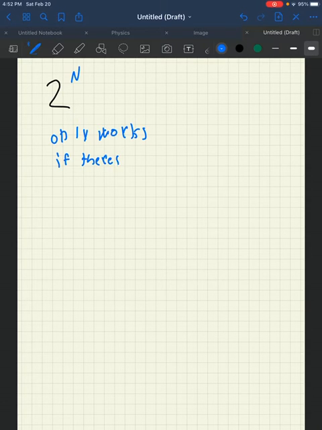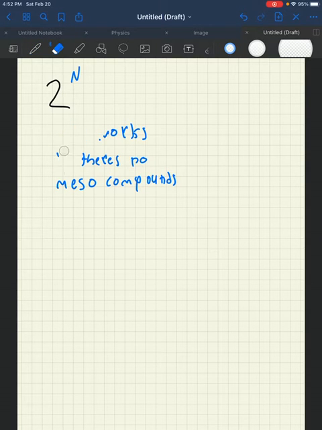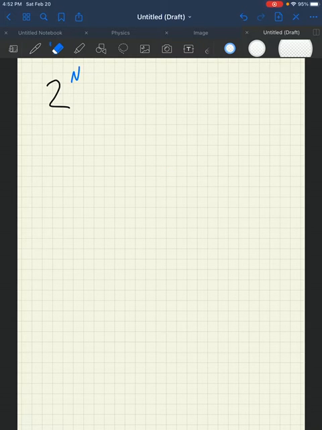When drawing out your stereoisomers, we can use a neat little formula. Use 2 to the N to determine how many stereoisomers you need, but it only works if there are no meso compounds. We don't have a meso compound. I will go over that in a little bit, but I can just tell you there's no meso compound there. So we can use this formula right here.